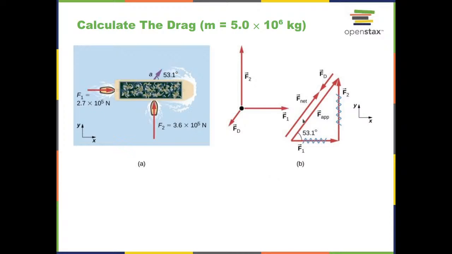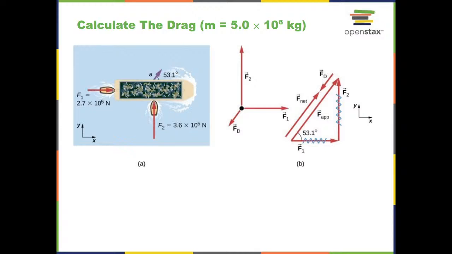So we can now calculate the drag, because if we know the mass of the barge, from the acceleration we can calculate the net force, and then the amount that we would have to add to the net force to get to F1 and F2, that will be the amount of force that is coming from the drag, right?